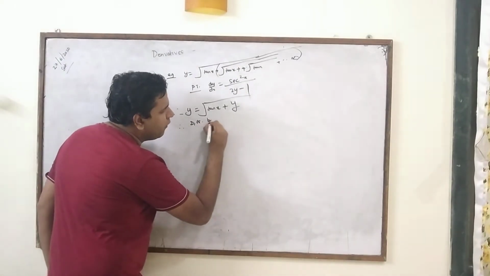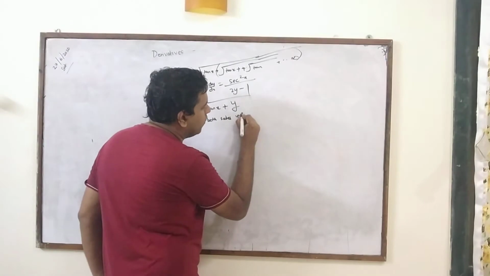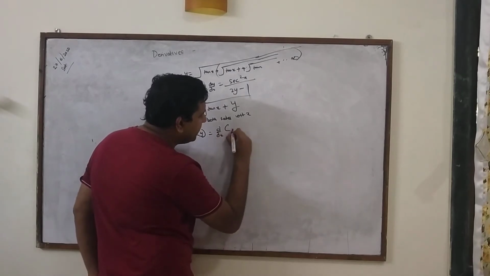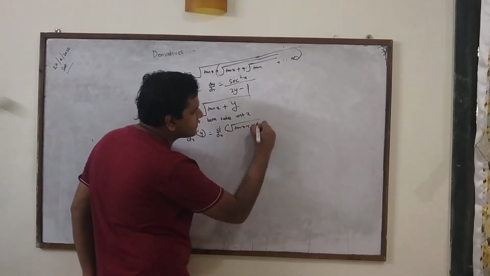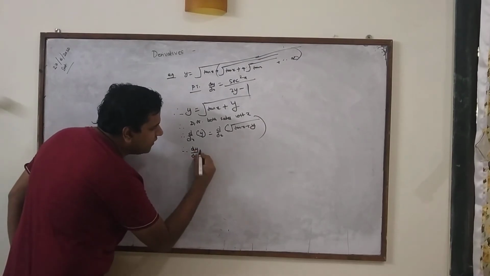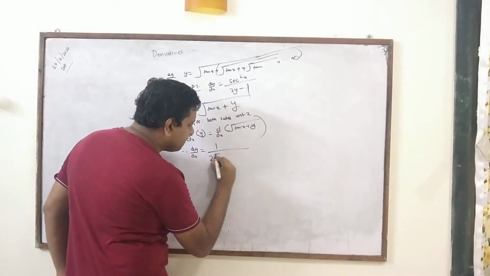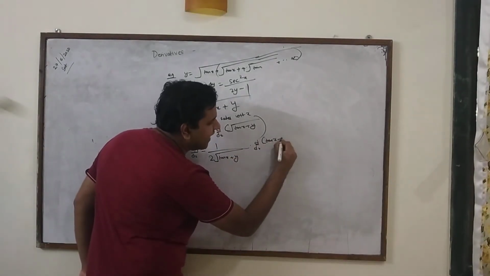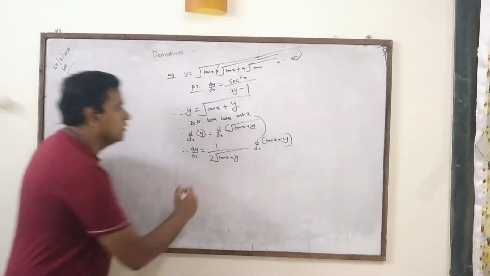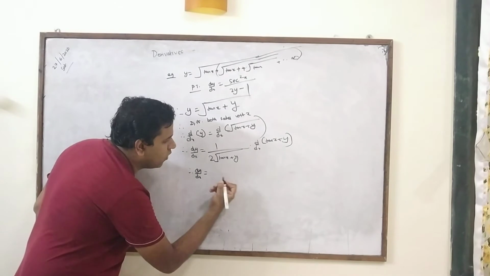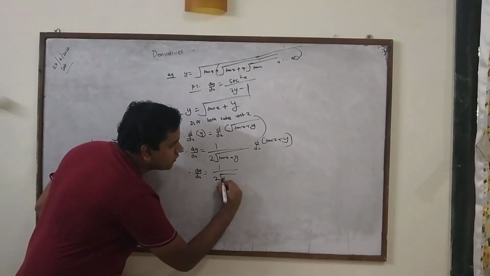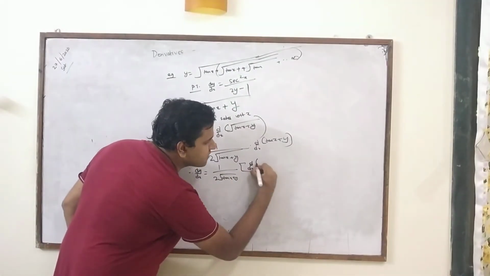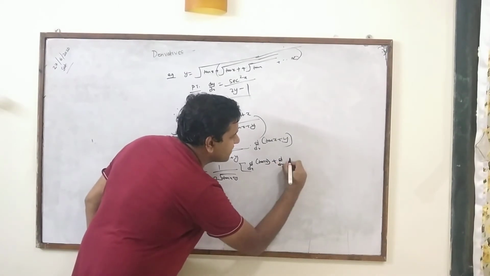If I differentiate both sides with respect to x, I get d by dx of y is equal to d by dx of root tan x plus y. So dy by dx works out to 1 upon 2 root tan x plus y into d by dx of tan x plus y. What is the derivative of tan x? Take separately: d by dx of tan x plus d by dx of y.